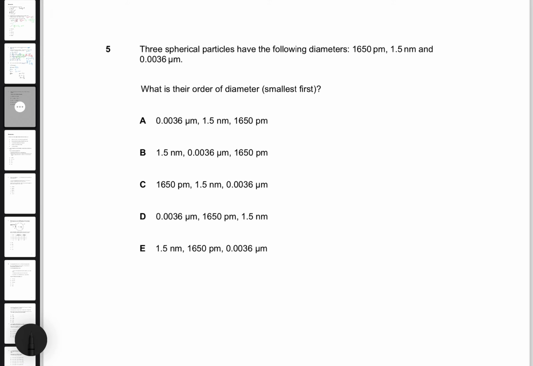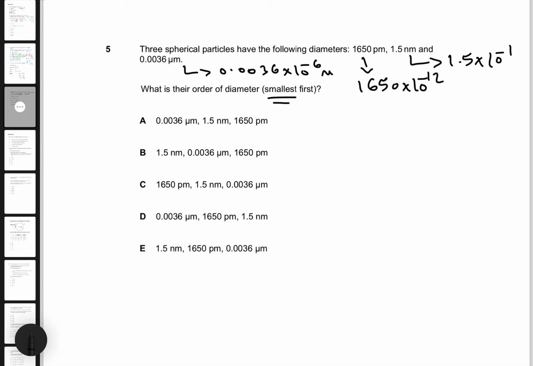This one is testing your ability to understand scientific notation, such as the ones given here. Basically, they're asking for the order of their diameter, the smallest one being first. Technically speaking, 0.0036 micrometers is the same as 0.0036 times 10 to the power of negative 6 meters. And this one is 1650. A pico is equal to 10 to the power of negative 12. And this one, nanometers, is 1.5 times 10 to the power of negative 9.